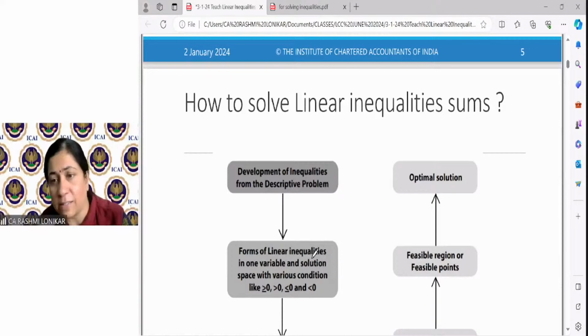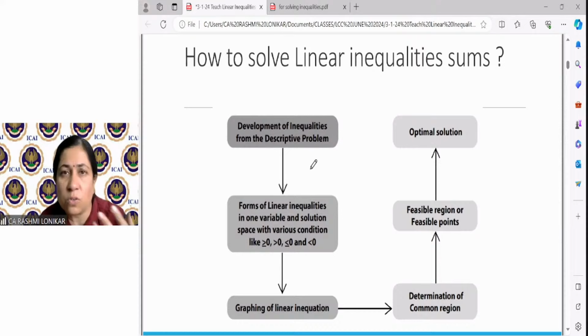So how to solve linear inequalities? This is there in the study material also. So development of inequalities from the descriptive problem. You will be given a descriptive problem, and using that you have to develop the inequalities. Forms of linear inequalities in one variable and solution space with other conditions. The common conditions are less than 0, greater than 0, less than or equal to 0, greater than or equal to 0. Those are the building blocks over which we form the inequalities.